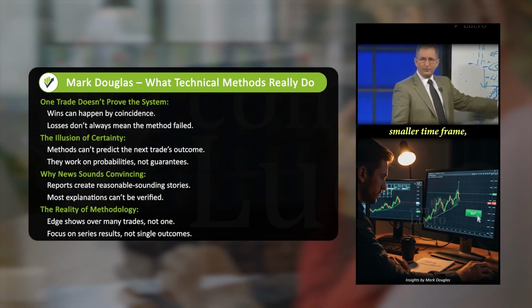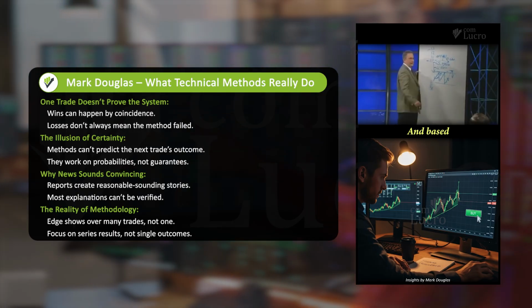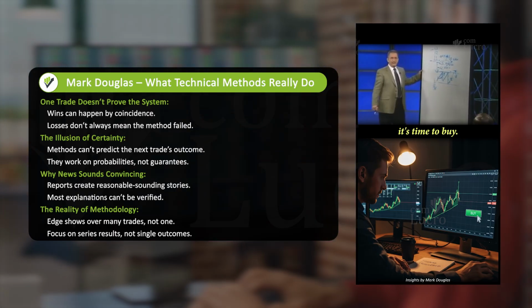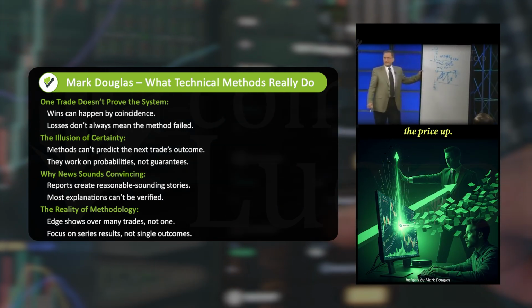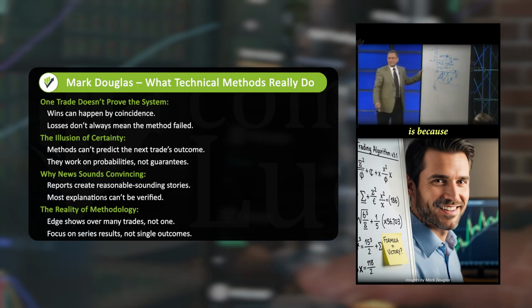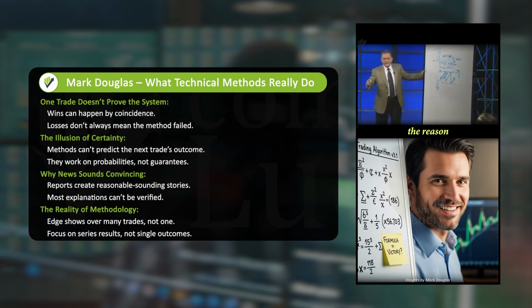You're trading on a smaller time frame and you get a little pullback right here, okay? And based on that pullback, your methodology says, okay, it's time to buy. And you do, just before this hedge fund manager comes in and starts driving the price up. See, you're going to think that the reason why you won is that your mathematical formula told you what was happening next. And that was the reason why it happened.